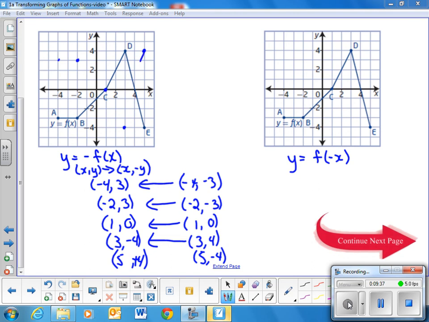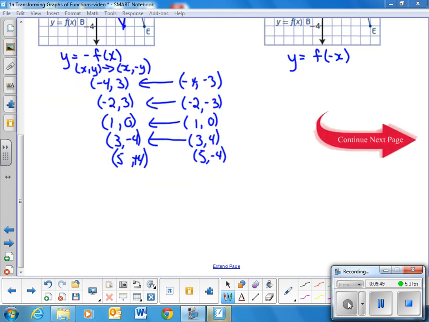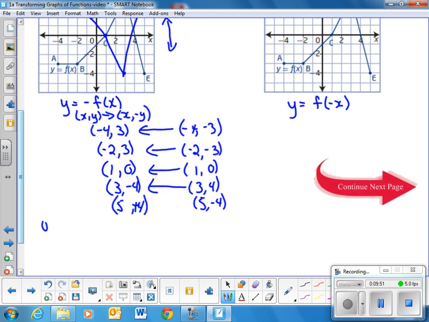If we connect those, there is our graph. So those points have moved in this direction. So we say that this is a vertical reflection about the x-axis.